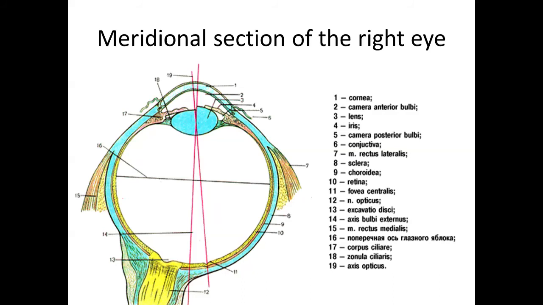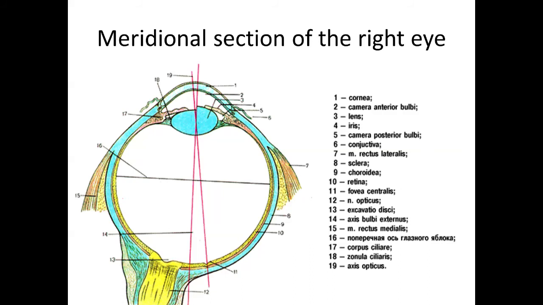So, comparison between the meridional section and the equatorial section of the eye bulb is that due to the equatorial section we divide the eye bulb into anterior and posterior portions which are different, and the meridional section should be always practically the same.